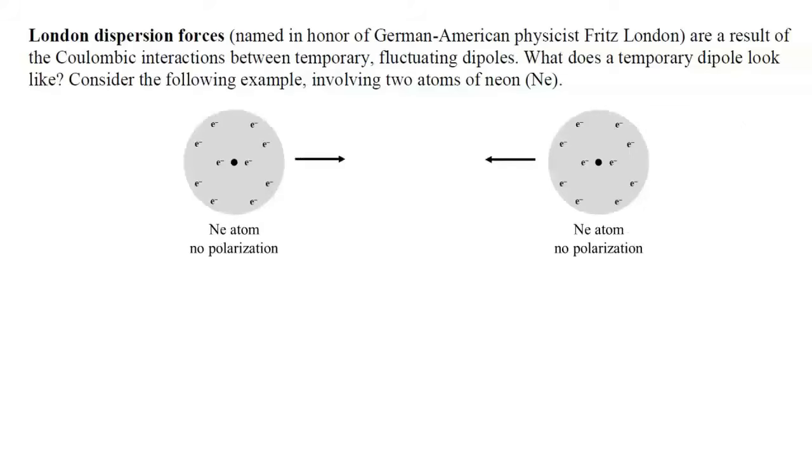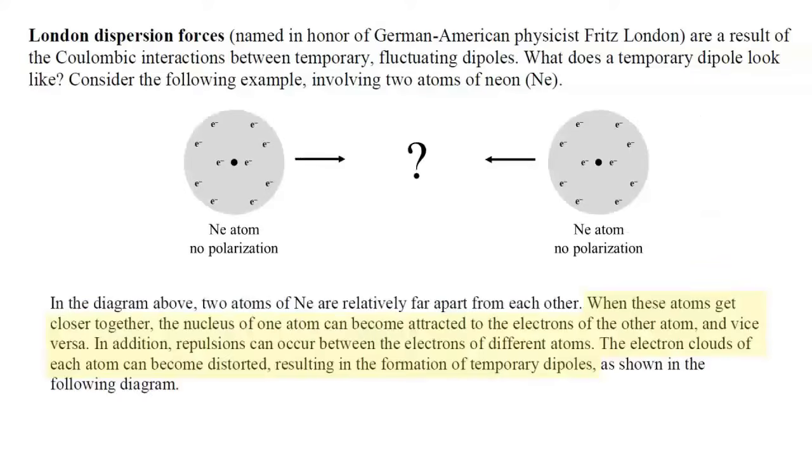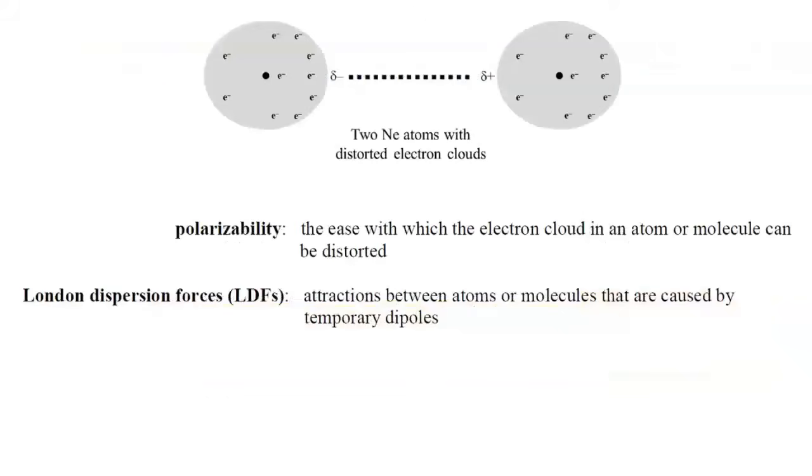So something happens when these atoms move closer together. In the diagram above, the two atoms of neon were relatively far apart from each other, but when these atoms get closer together, the nucleus of one atom can become attracted to the electrons of the other atom and vice versa. In addition, repulsions can occur between the electrons of different atoms, and the electron clouds of each atom can become distorted, resulting in the formation of temporary dipoles as shown in the following diagram.